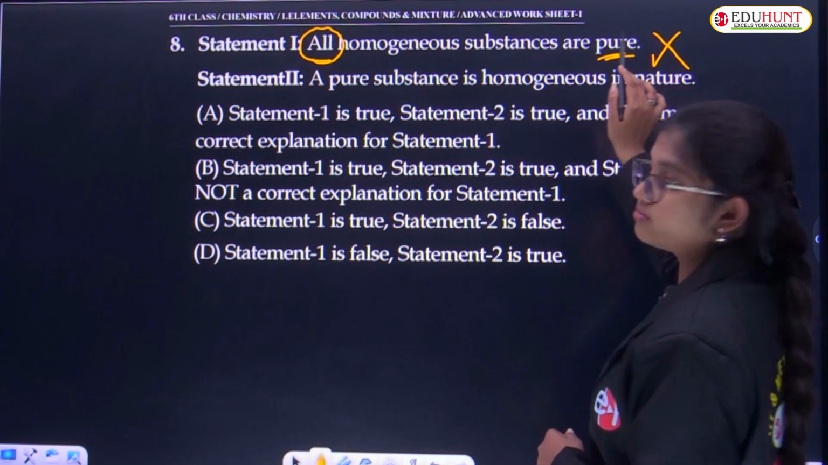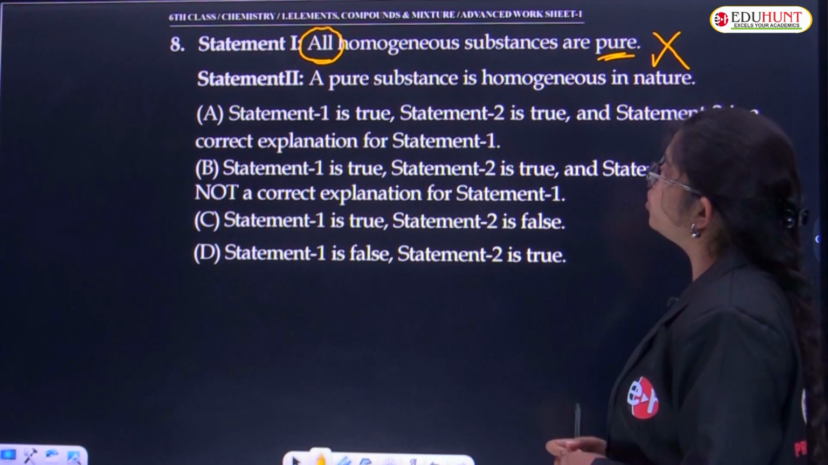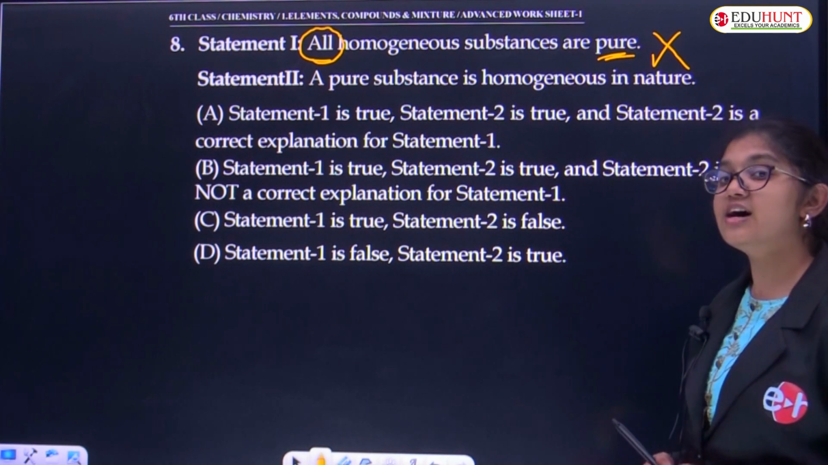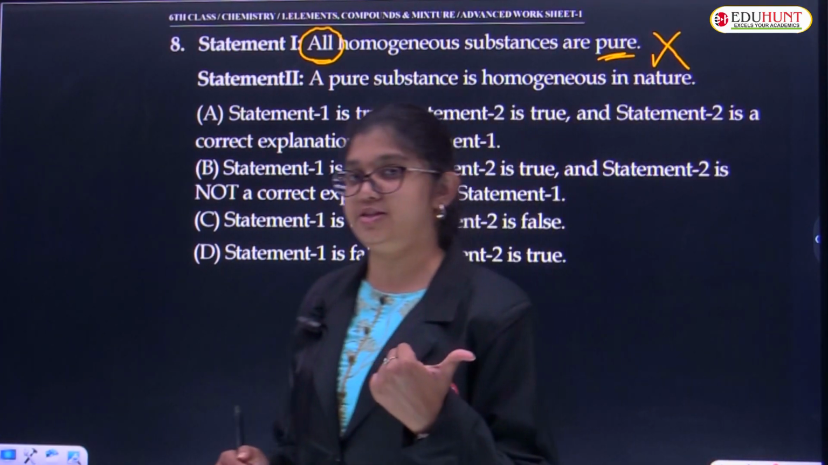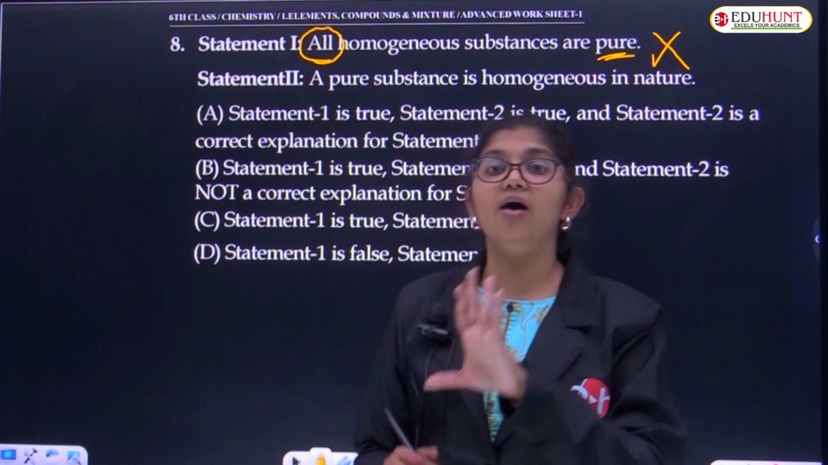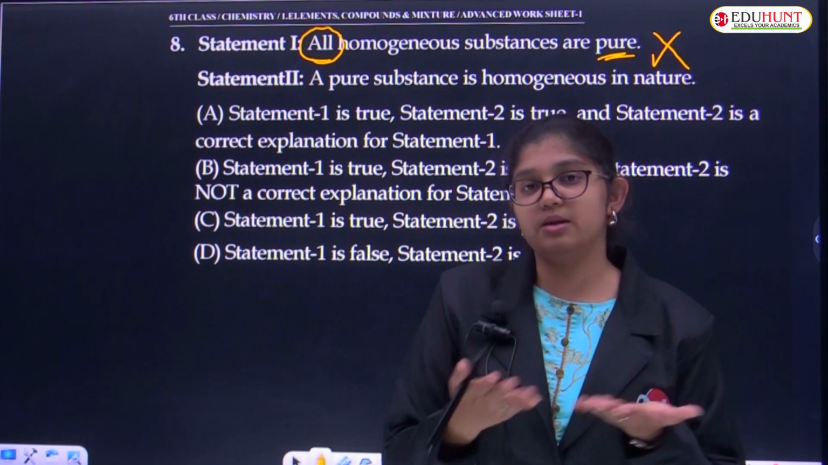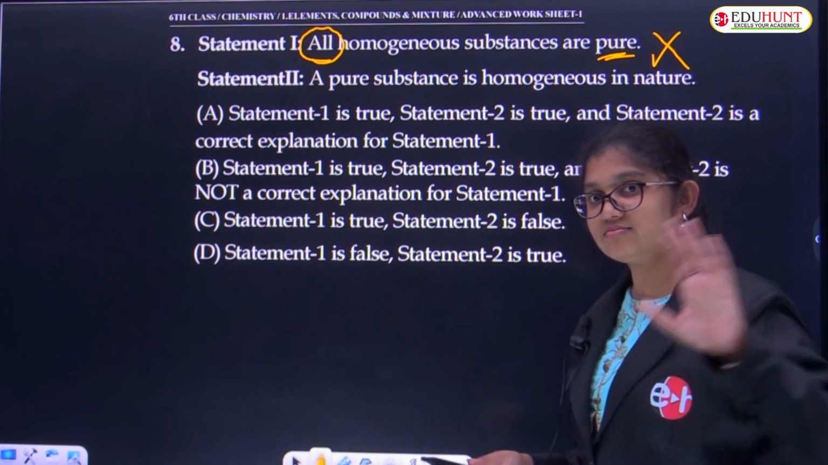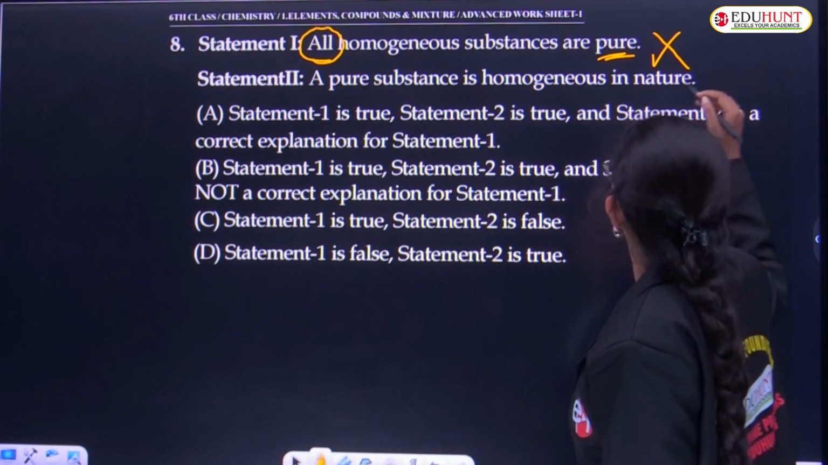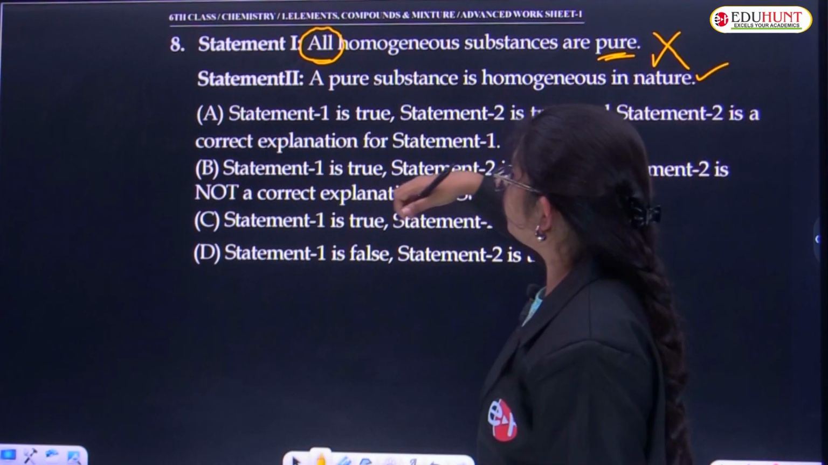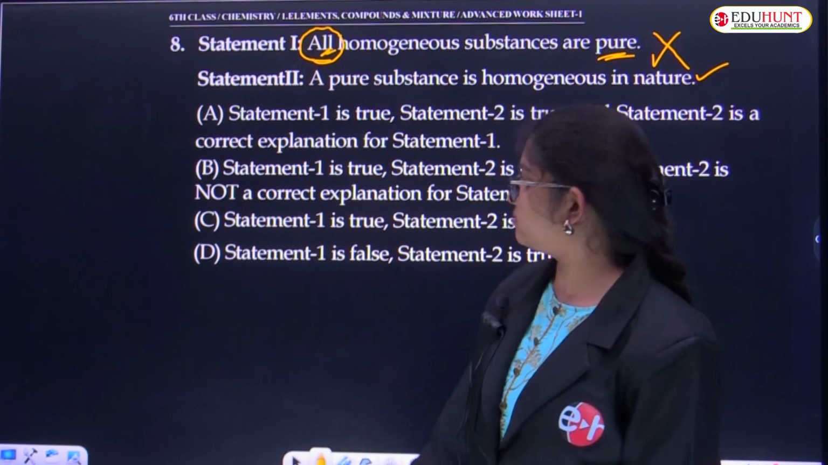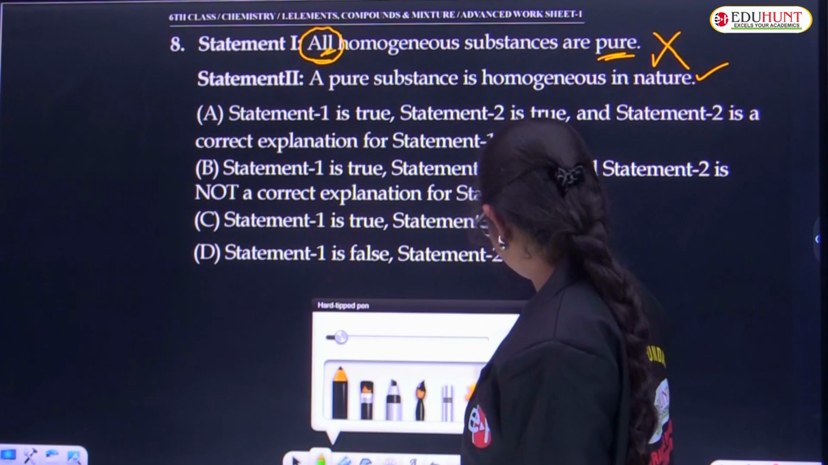They are not pure. Statement 2: A pure substance is homogeneous in nature. Yes, a pure substance is homogeneous in nature, but all homogeneous substances may not be pure. Did you understand the trick over there? The lines and words will be something tricky. You have to look carefully and read everything carefully. The words are very important.